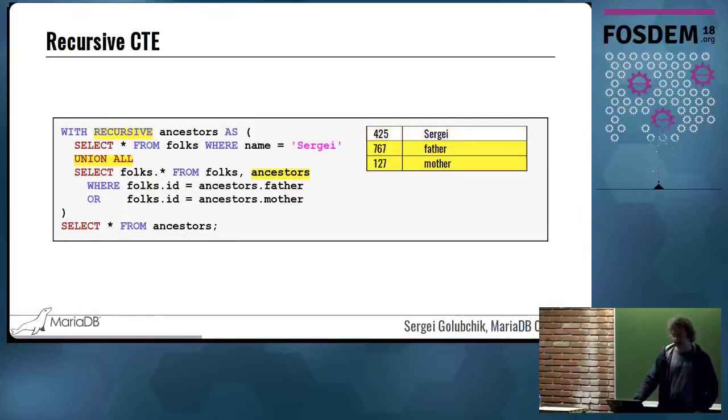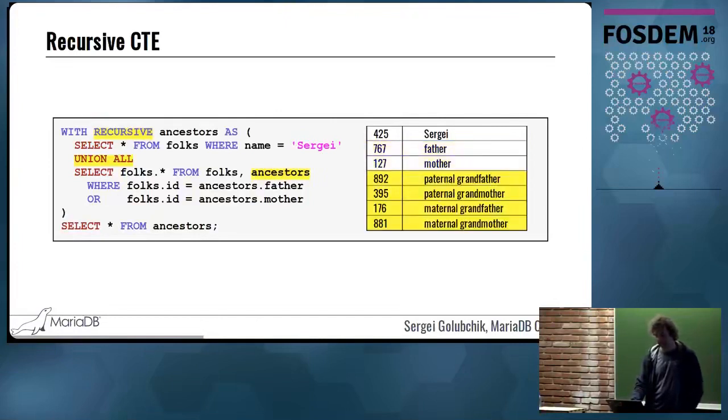Then we do another select, the part after union all, and we join these new 2 found rows with the table folks, and we find my grandparents. Then there's another select. These 4 rows are joined with the table folks, and we find 8 more rows, and so on and so forth until the join stops delivering results, until the table folks is exhausted. This is how this recursive CTE is executed.